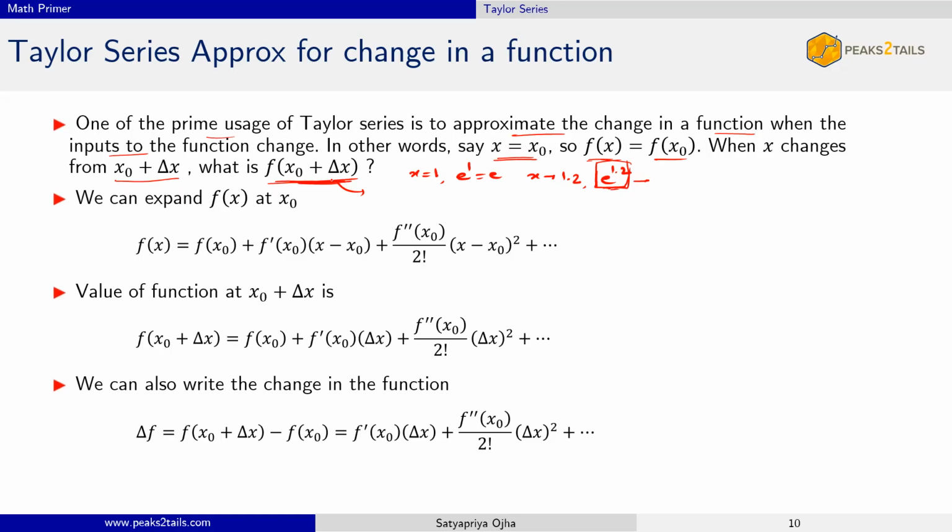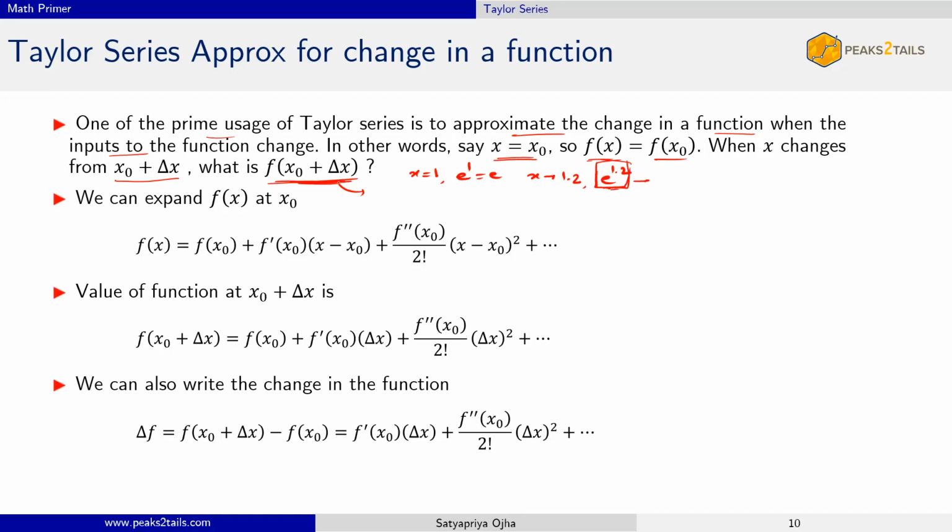That's where Taylor series comes in handy because now our function is a polynomial. Polynomials are not complicated. It's just a linear or quadratic term. That's it. And we use that to approximate the changes. Okay, so that's the story behind this.